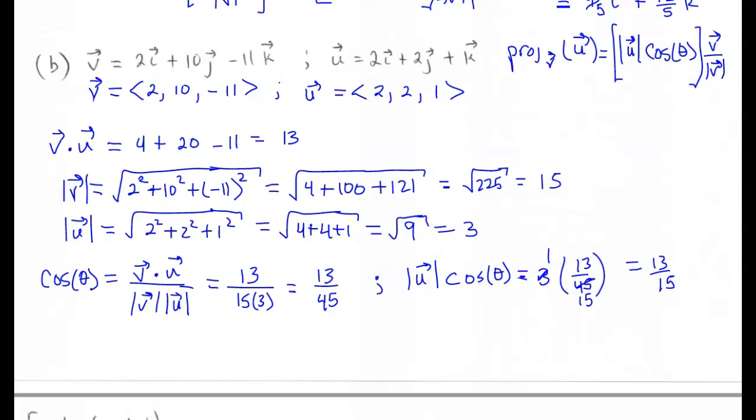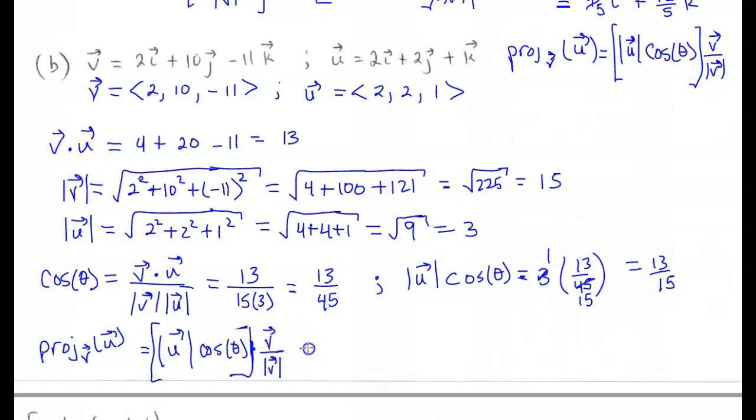And then lastly, what we need to do is actually calculate the projection of vector u onto the vector v. And this will just be the magnitude of the vector u cosine of theta. Let me not do the multiplication with a dot there. Let's just do it like this, and then we'll have the vector v divided by its magnitude, or have that unit vector. So we already know that magnitude of u cosine of theta, that's just 13 over 15.